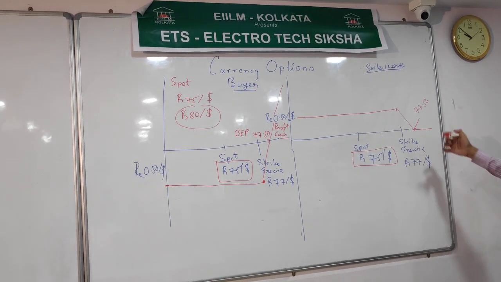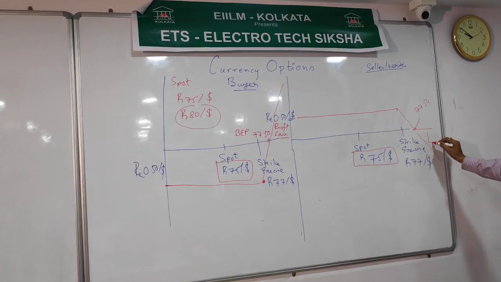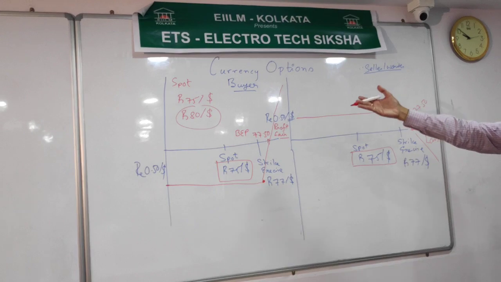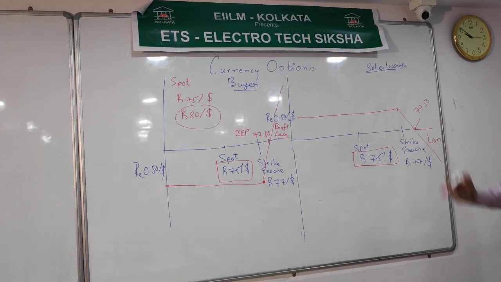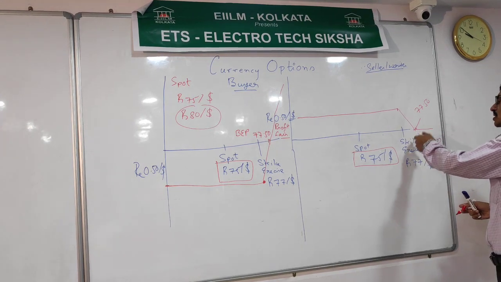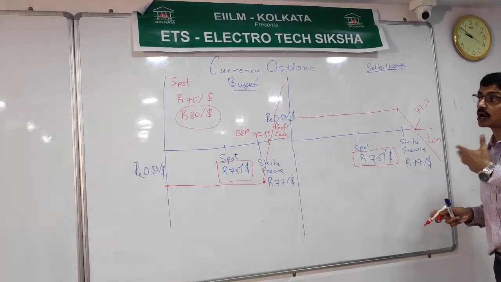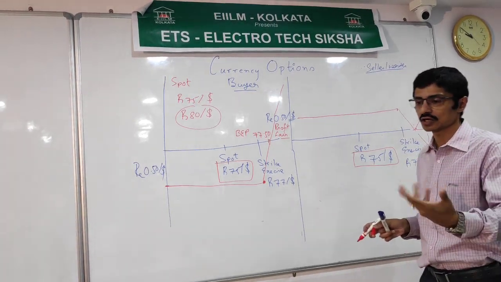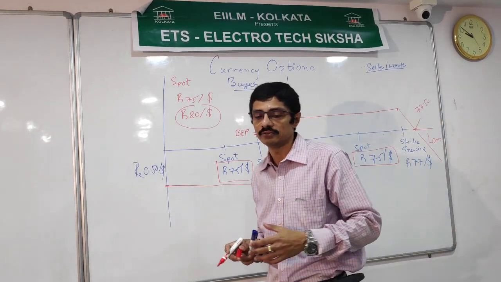He will start incurring losses. Why losses? Because in the spot market the rupee has become 80 or 81, but he has to honor the contract and he has to give me this dollar at 77. So how is it advantageous for us?